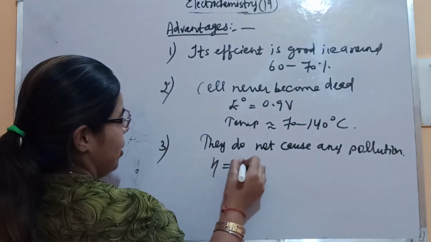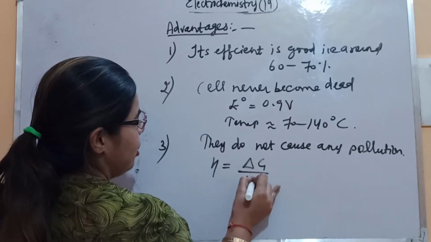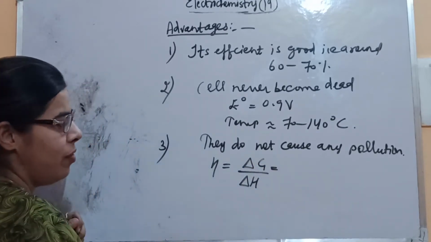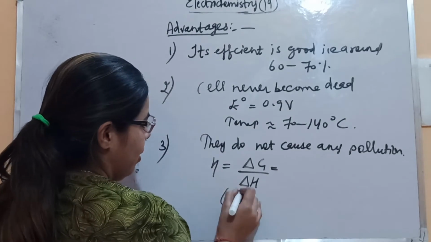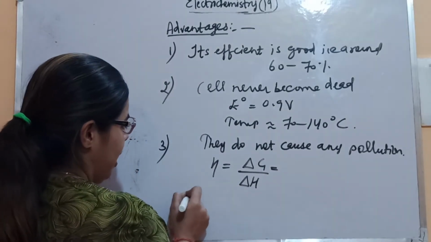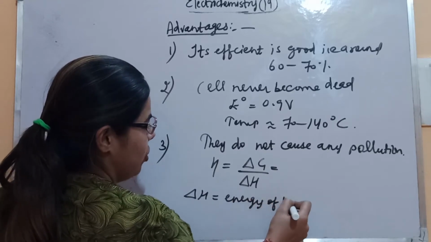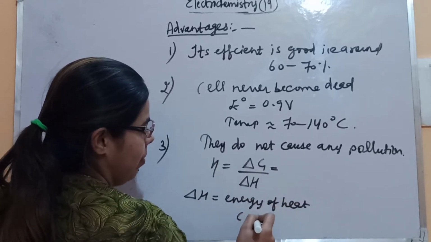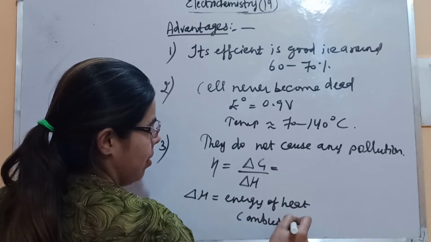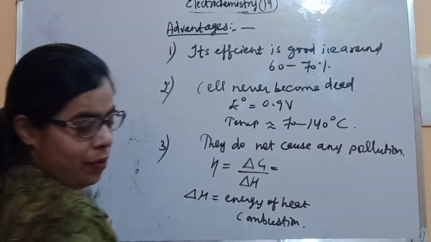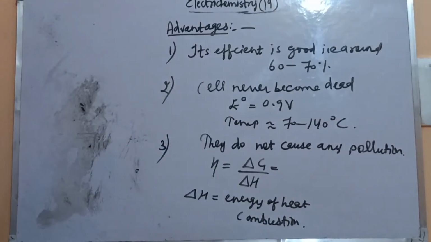Now if we see its thermodynamic efficiency, that is, efficiency is delta G by delta H. Delta G, we know, is the energy to do useful work, and delta H is the energy of the heat of the combustion process. The value is whatever is calculated experimentally.